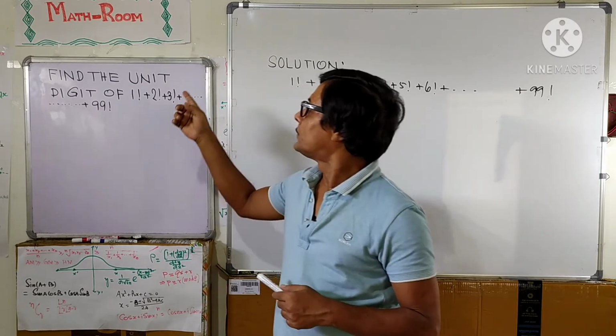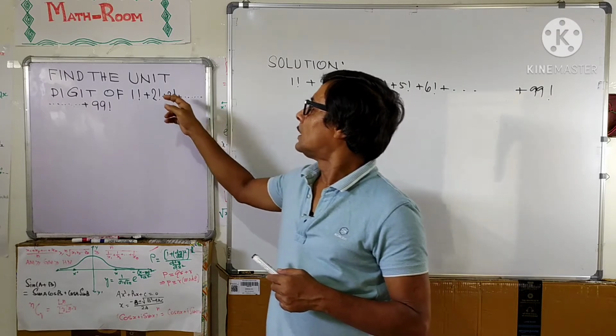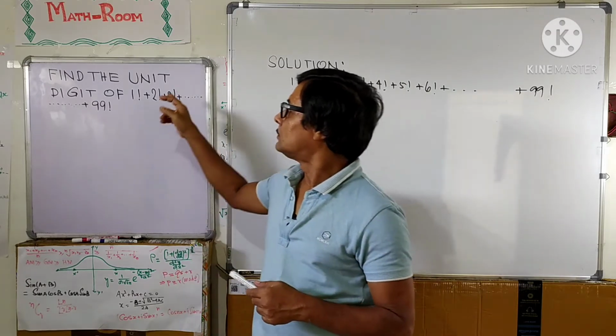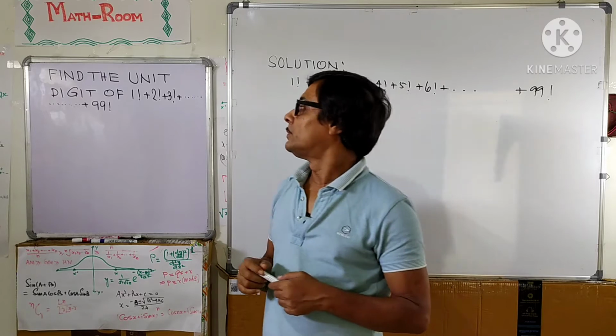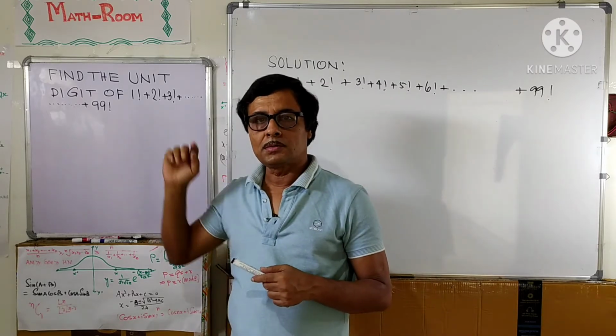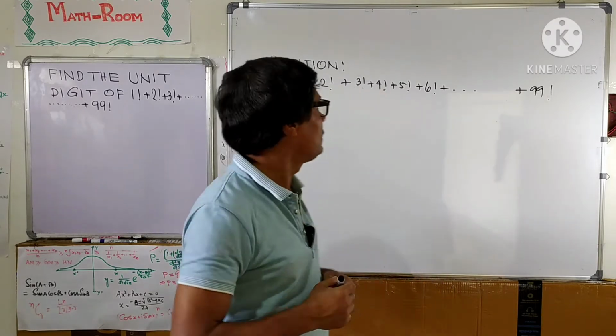The problem is: find the unit digit of the sum of the series. The sum of the series is also an integer, and we have to find out the unit digit of this integer. Let us start the solution.